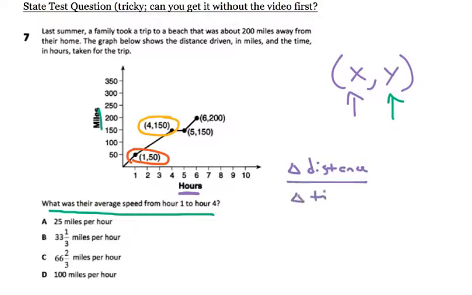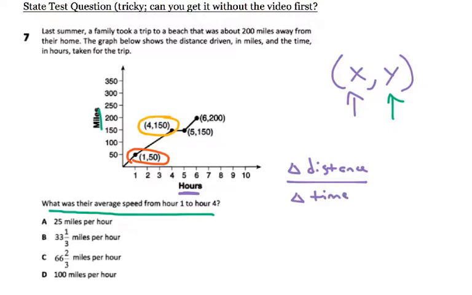Okay, now the actual question. What was their average speed from hour 1 to hour 4? Alright, so let's look at those two. So hour 1, we see that they've already gone 50 miles. And then in hour 4, they've gone 150 miles. So the way to calculate average speed, and I'm kind of wondering how many of you have seen this, is basically to think about the change in distance divided by the change in time.